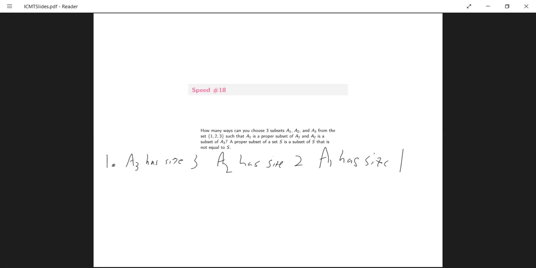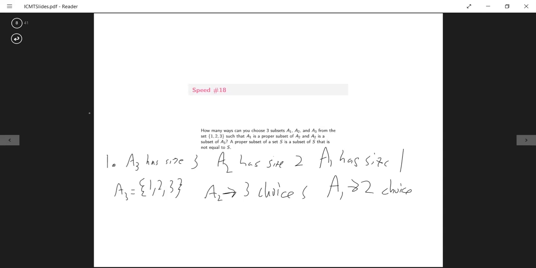Well, since A3 has size 3, we only have one option for A3. A3 must be equal to the whole set. Now for A2, we have three choices because we can choose any two elements of the whole set. And for A1, since it has to be a subset of A2 of size 1, A1 just has to be one of the elements of A2. So for A1, we have two choices. So in total for this case, we have 1 times 3 times 2 is equal to 6.